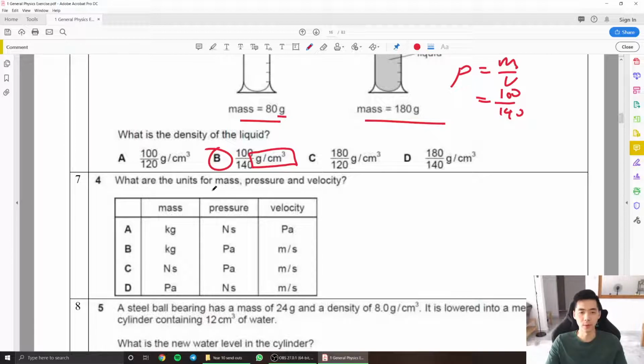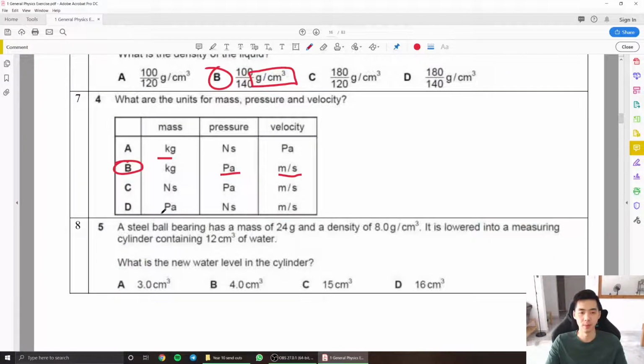What are the units for mass, pressure, and velocity? Mass should be in kg, pressure should be in pascals, and velocity should be in meters per second. The answer is B.